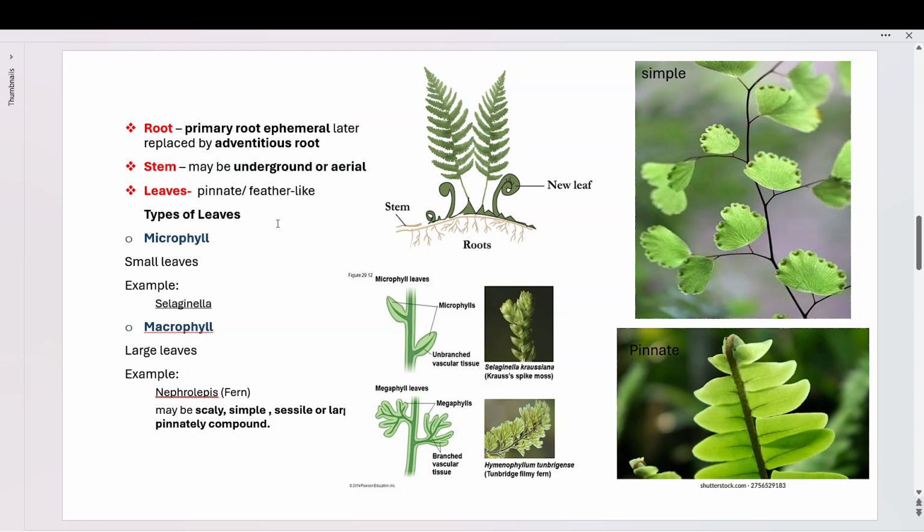Okay. Next characteristic is the leaves. So pteridophytes possess pinnate or feather-like leaves. Leaves are of two types, that is microphyll and macrophyll. Microphyll leaves means small or simple leaves. See in the image. Example, Selaginella. And macro means large, phyll means leaves. Large leaves. Example, Nephrolepis. These leaves may be scaly, simple, sessile, large, pinnately compound. See in this image, all types of leaves are given to you.